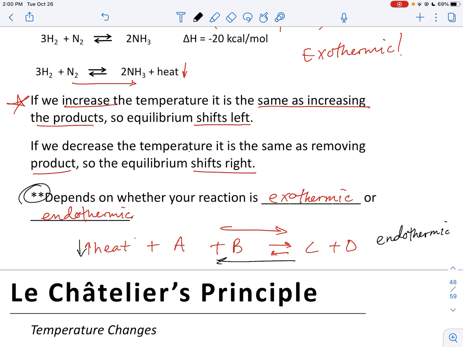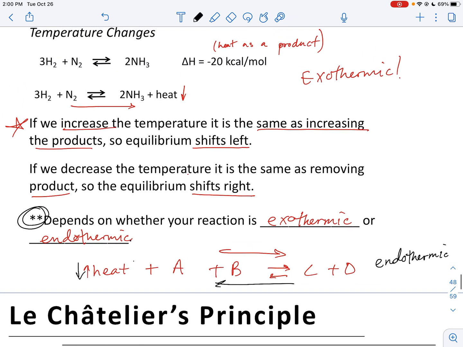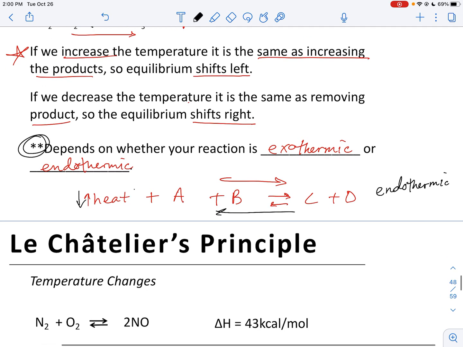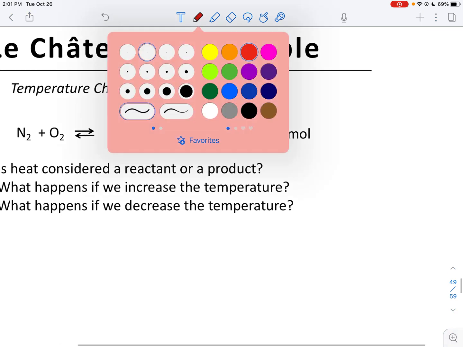So like we said here, it depends on whether your reaction is exothermic or endothermic. So always, if you're given a delta H, consider whether heat is a reactant or product, and then consider how increasing heat shifts it towards the other side, and decreasing heat shifts it back towards the side that heat is on. So let's do a practice problem.